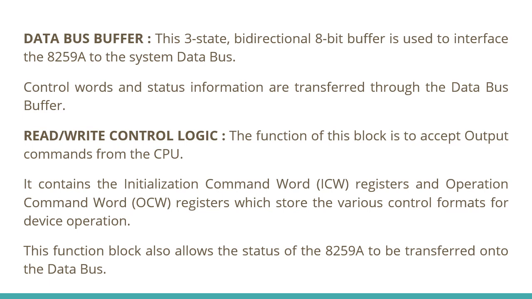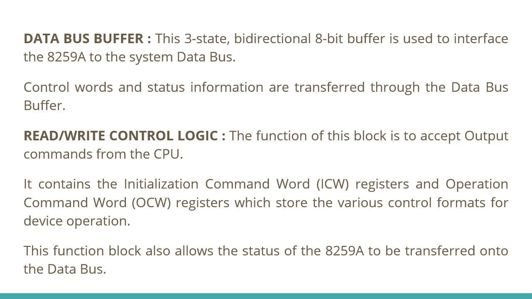First is the data bus buffer. The data bus buffer is a tri-state bidirectional 8-bit buffer that is used to interface the 8259A to the system data bus. The control words as well as the status information are transferred through the data bus buffer.